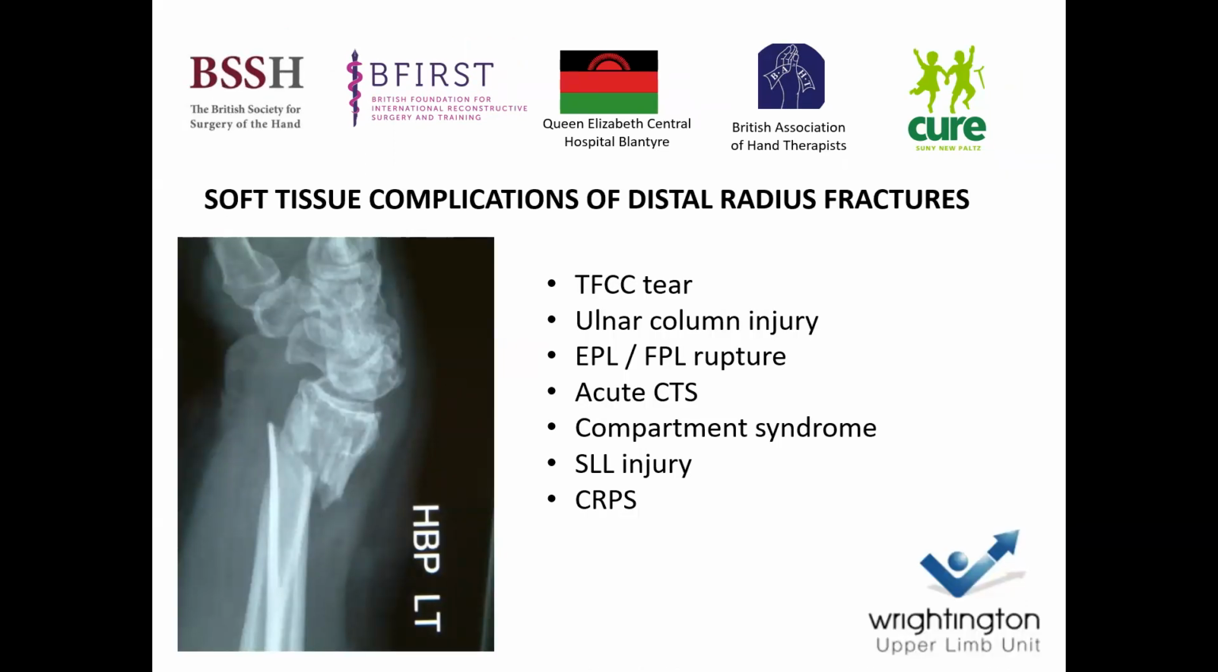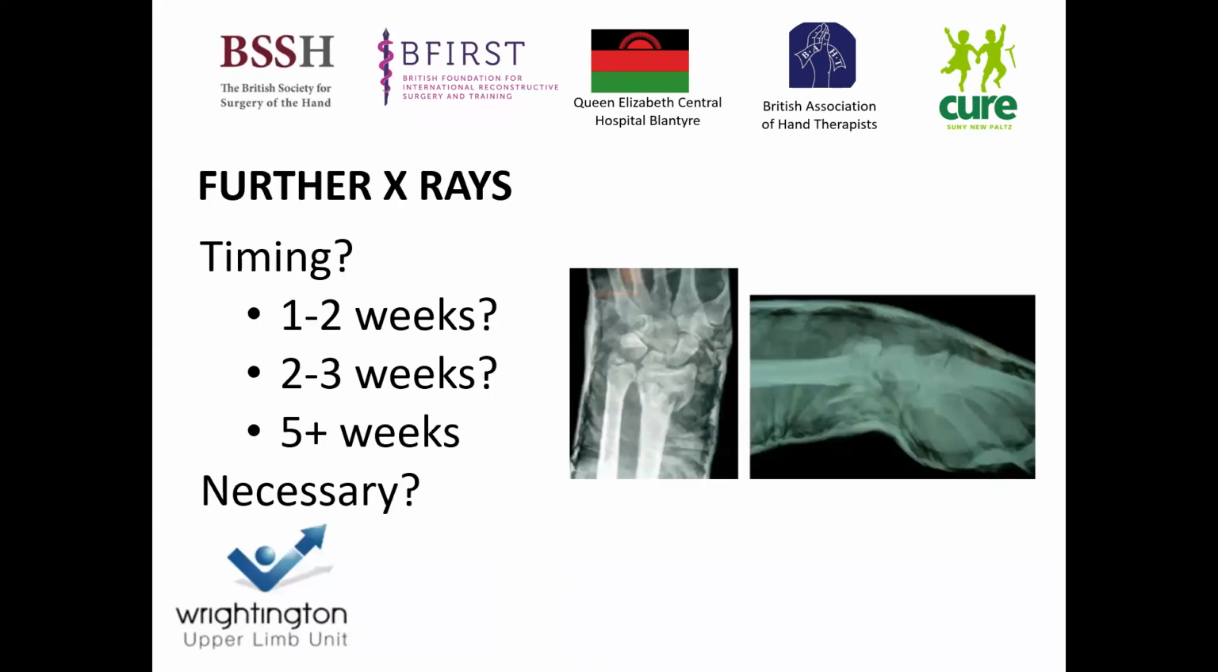There are soft tissue complications of distal radius fractures you need to be aware of: TFCC tears, ulnar column injuries, which we've highlighted a few, EPL and FPL ruptures, and nerve issues, particularly carpal tunnel syndrome. Compartment syndrome you need to be worried about, particularly with your high energy comminuted fractures, associated ligament injuries in the wrist, and chronic regional pain syndrome, which I know we're talking about later on.